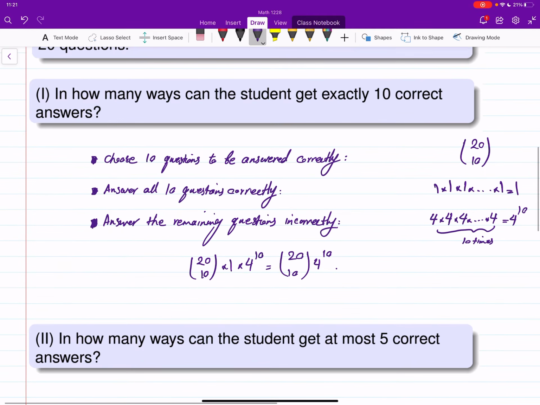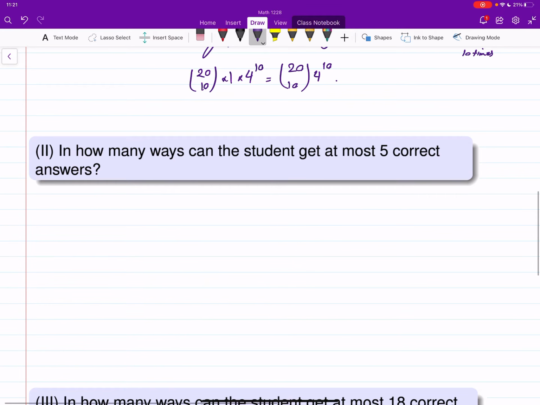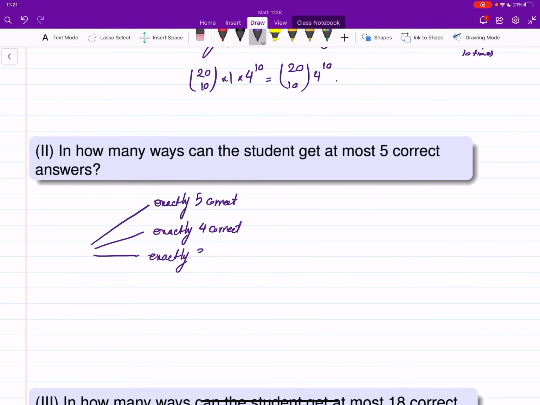So with the multiple choice question, how many ways can a student get at most 5 correct answers? At most means exactly 5 correct, exactly 4 correct, exactly 3 correct, 2 correct, and 1 correct, and none correct. That is also important.